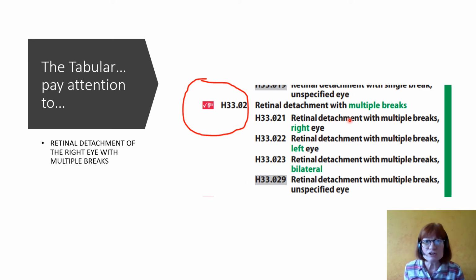Also, take a look at what's in green. This is really awesome. It tells us the differences between each of the code descriptions. Well, the condition was a retinal detachment of the right eye with multiple breaks. So therefore, we come down and we see H33.021 is a retinal detachment with multiple breaks of the right eye. That would be the code that we verify.